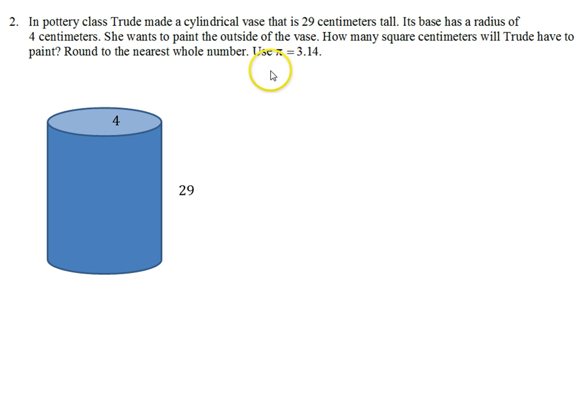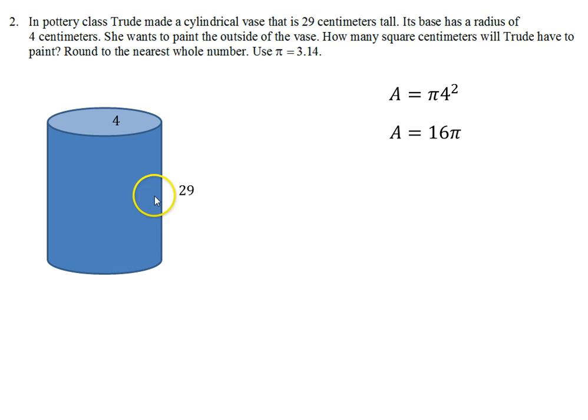Notice that this is a vase, so we are not including one of the circles. This circle is kind of open, so that's not a flat area that we need to paint, so we're not going to include that. We still need to find the area of the base, though, because the bottom circle is going to get painted, which would be pi times 4 squared. Pi times 4 squared is equal to 16 pi. 16 pi is the area of the circle at the bottom.